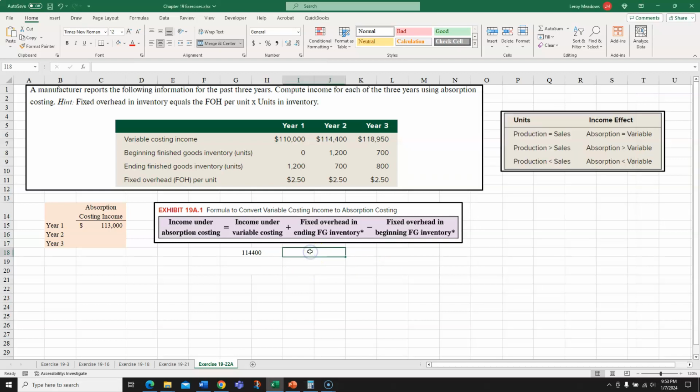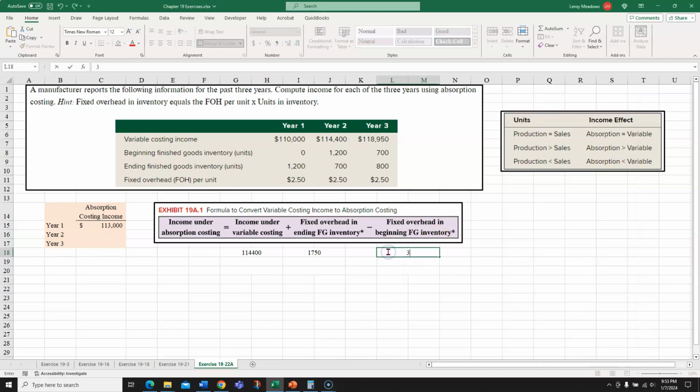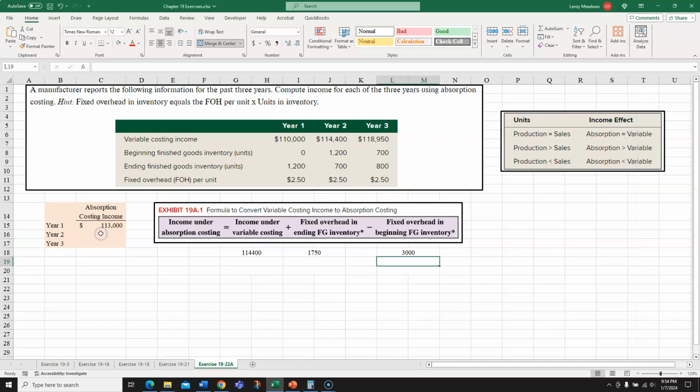So the addition to that is my $1,750, my fixed overhead in ending finished goods inventory, minus my fixed overhead from beginning finished goods inventory. And that was what? 1,200 times 2.5, I think it was $3,000. So when I follow the formula and net this out, 114,400 plus 1,750 minus $3,000, my absorption costing income for year 2 will be $113,150.